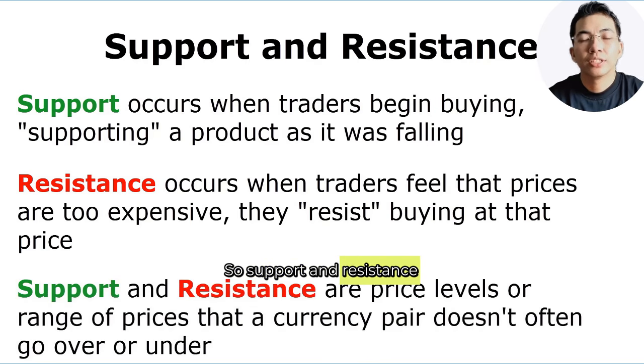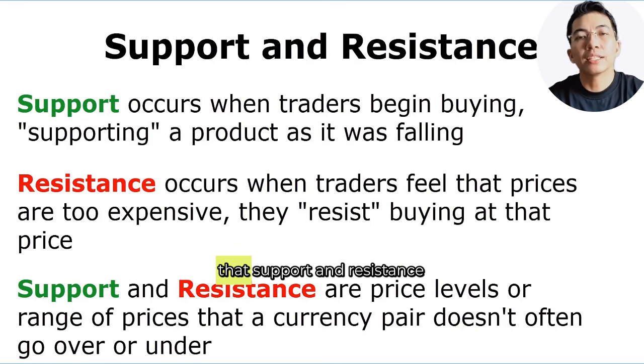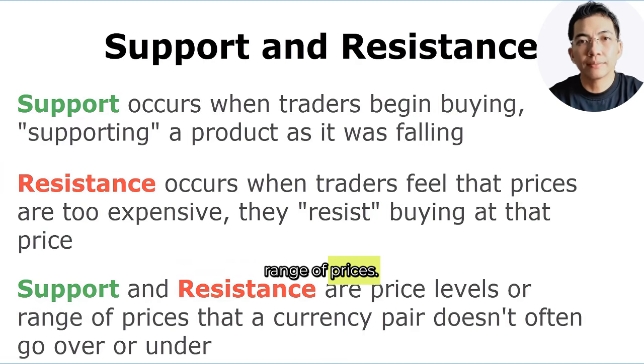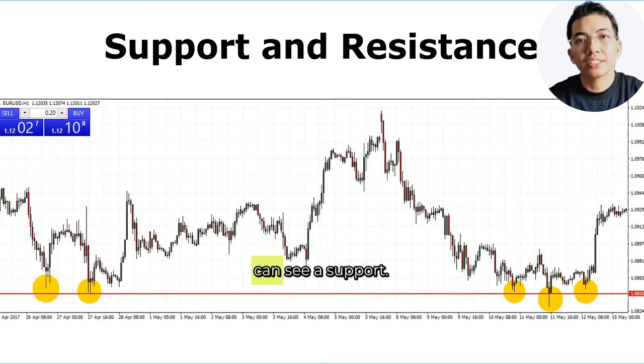So support and resistance are price levels or range of prices that a currency pair doesn't often go over or under. The first important thing you should notice is that support and resistance are not exact numbers. They are levels or range of prices. In this example, we can see a support. The price clearly struggles to go under 1.0850. So we say that 1.0850 is a support level.